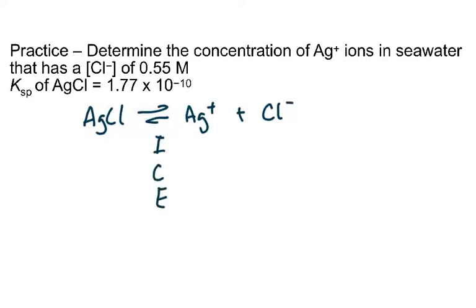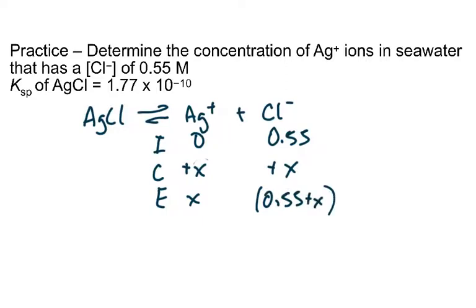Our initial of our chloride is 0.55 and no silver. We're going to gain some amount of silver. I'm just going to use an X because it's not really molar solubility. And gain some chloride because we don't have any silver there. It's just not going to shift as far. So X and 0.55 plus X.